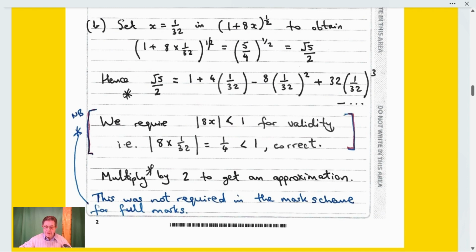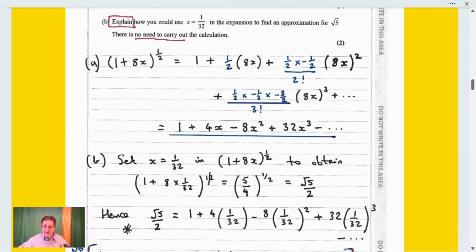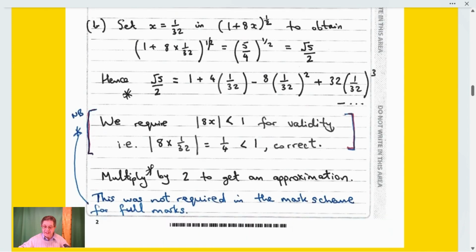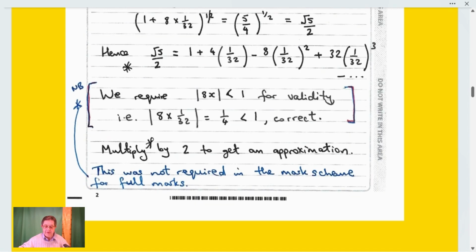Now I've written down here the requirement that the modulus of 8x must be less than 1 for validity. That's what's required in binomial expansions where the power is not a positive whole number. That is the case here. A quarter is less than 1. Looking at the mark scheme, they don't actually require you here to say that it's valid because 8x is less than 1. But I think it's good practice. You should think of this, because every time you do an approximate expansion, you need to think, for what range of values is it valid?